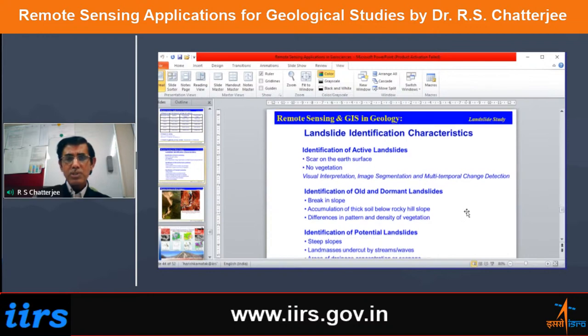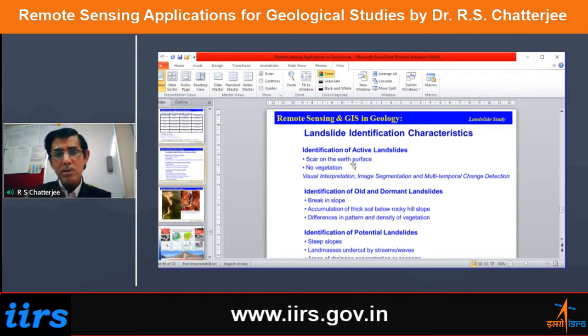Remote sensing is very, very important to identify active landslides. This is the overview kind of information you can interpret. You can do a lot of advanced studies with remote sensing, but I'm not going to go into that. The first kind of information is identification of the active landslides.